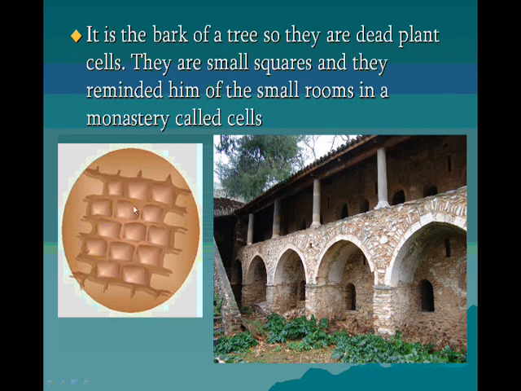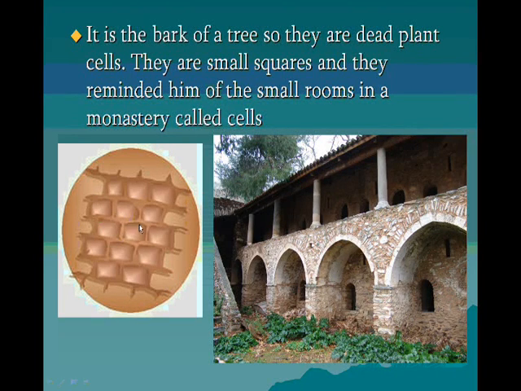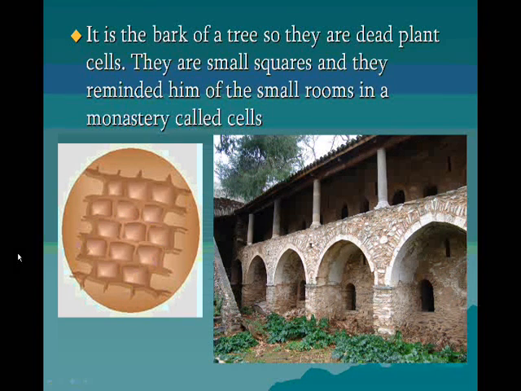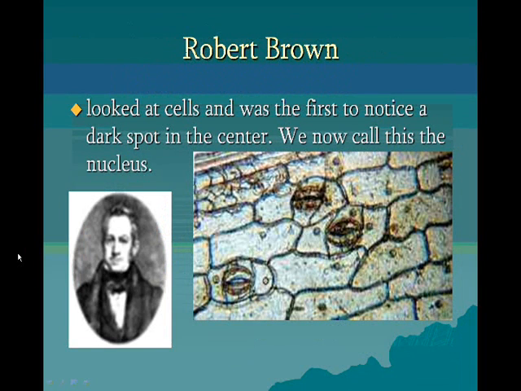When he looked at it, it reminded him of a monastery, which is a place where monks live. Here's an example of a monastery. Or you might think of it as dorm rooms, something like that, where you could actually see little individual rooms in a large building. Because it looked to him like a lot of little individual rooms in a building, he called them cells, like the monastery cells. And the name kind of stuck.